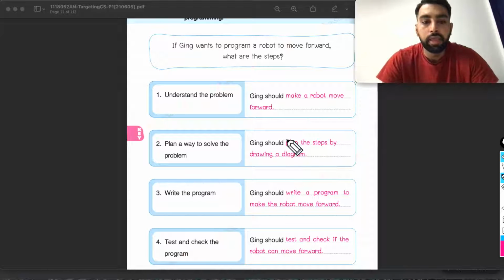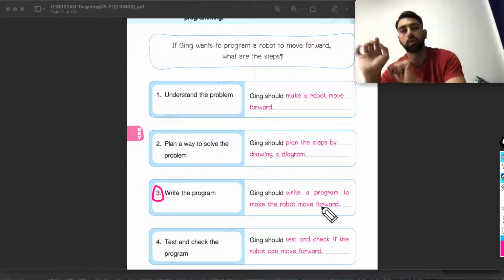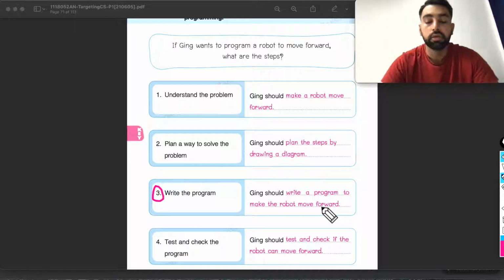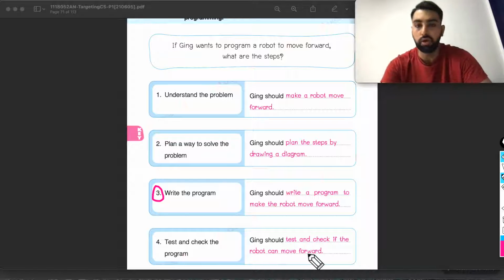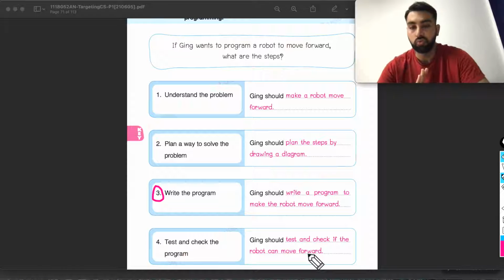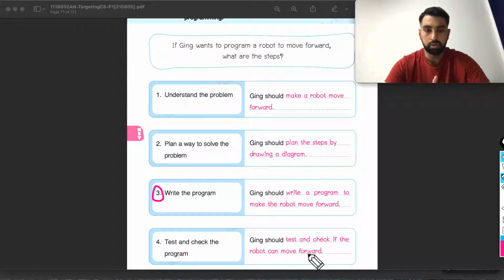All right, and number 3 we have here: Ging should write a program to make the robot move forward. So he has to write a program or type it on a computer so he can make the robot move forward. Then number 4 is test and check if the robot can move forward. When you run the program, you will see whether the program is working well or not. All right, so this is how you are going to do your homework.